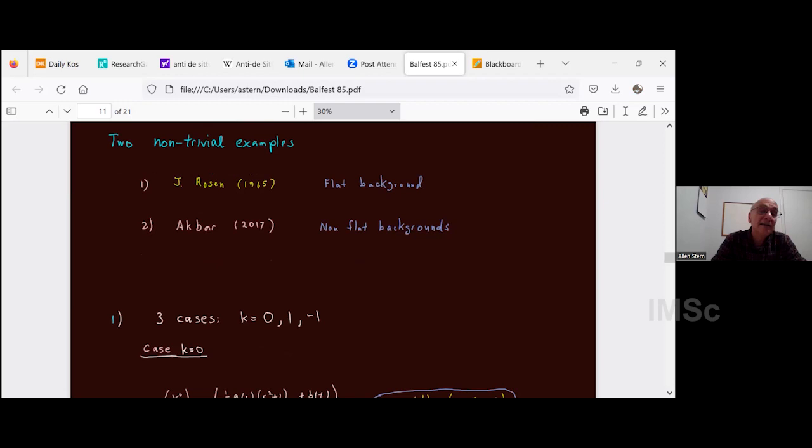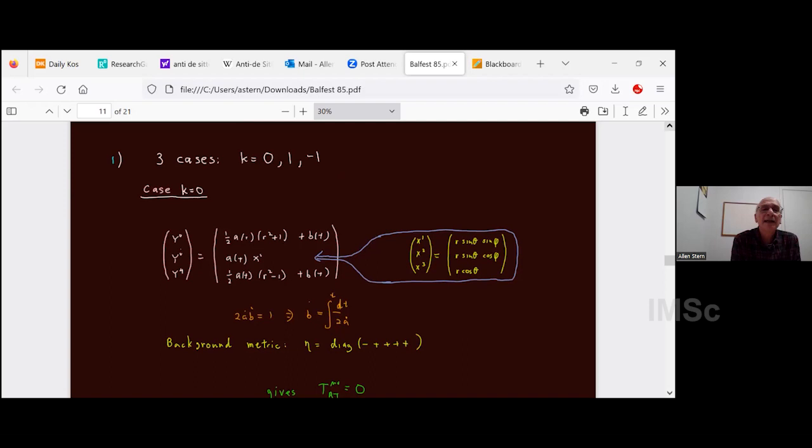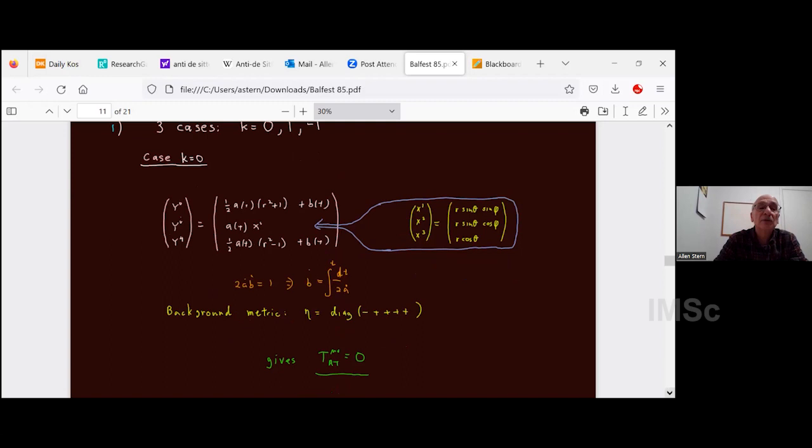So the three cases one can examine: this trigatomic constant K can be 0, 1, or minus 1. This is the embedding that was given by Rosen for the case of K equals 0, corresponding to a flat space. And it's actually a non-local function of time. But what one finds here is that when one substitutes into these Regge-Teitelboim field equations, this extra source term vanishes. So the Regge-Teitelboim equations collapse to the Einstein equations. So this case didn't turn out interesting.